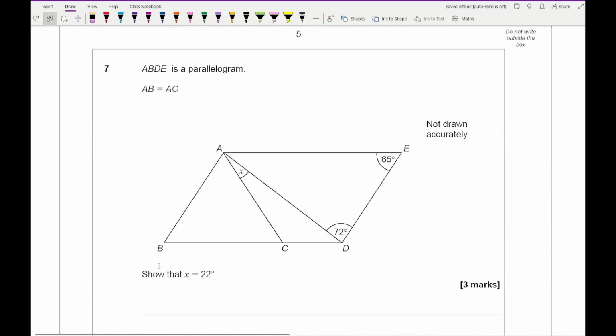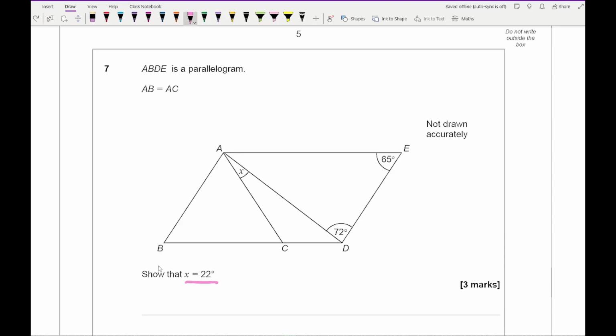Moving on to question 7, it says ABDE is a parallelogram. AB is equal to AC. Show that x equals 22. Now, there are several ways in which we could work with this question, so it really does depend on how you're getting there. And again, all we want to do is show that x equals 22.